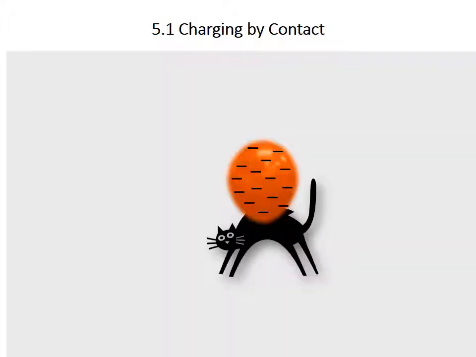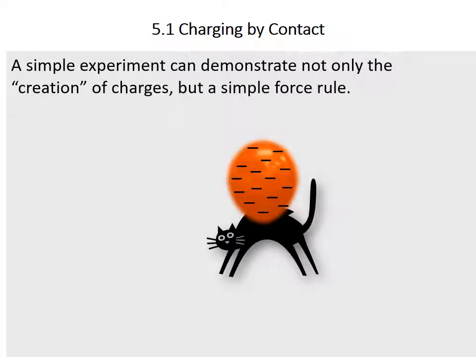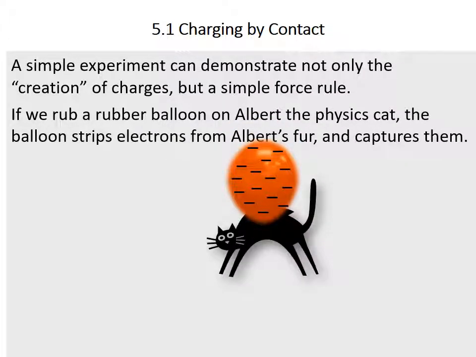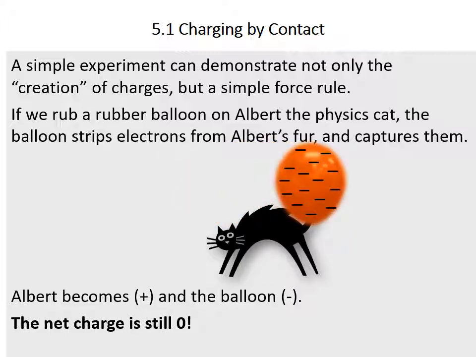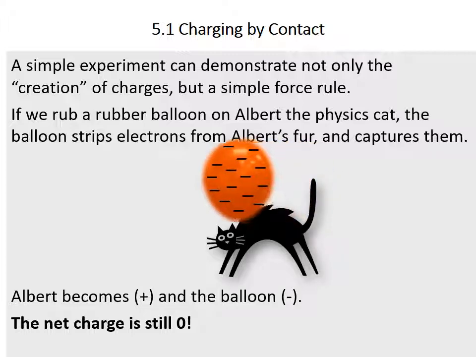You're probably all familiar with charging by contact, but we'll review anyway. It's really important to note that charging up an object by mechanical action doesn't actually create charges. It's just a transfer of charges. So let's say we have Albert, the physics cat, and we rub a balloon on little Albert. The balloon is going to strip electrons off Albert. Albert becomes positively charged, and the balloon gets an overall negative charge, but the net charge between these two objects is still 0. Thank you, Albert.